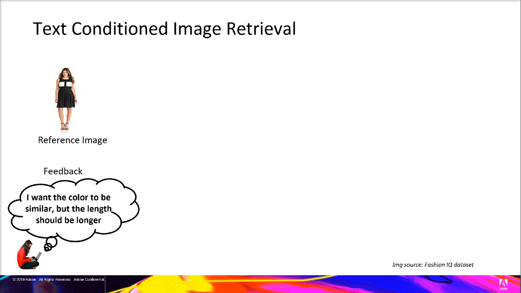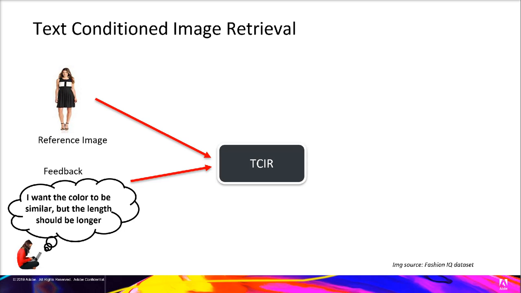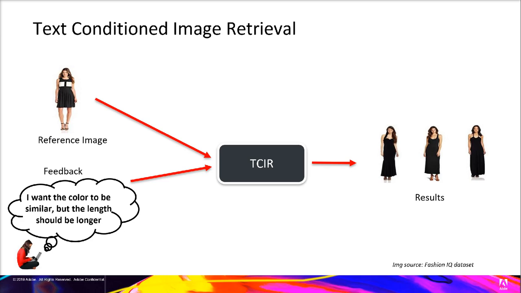Now given a reference image and this feedback, we pass this as input to a text condition image retrieval module, or TCIR, which retrieves results which are similar to the reference image, but they consider the feedback as requested by the user. For example, the retrieved results contain images with black dress, but they are of longer length as requested by the user in the text feedback.